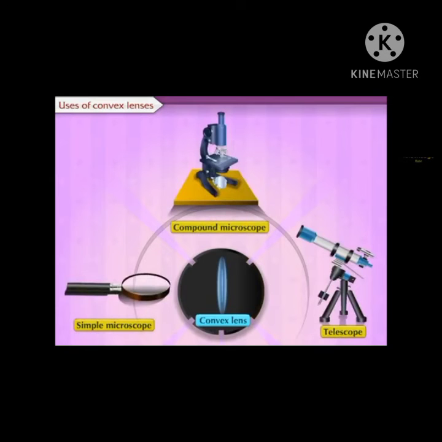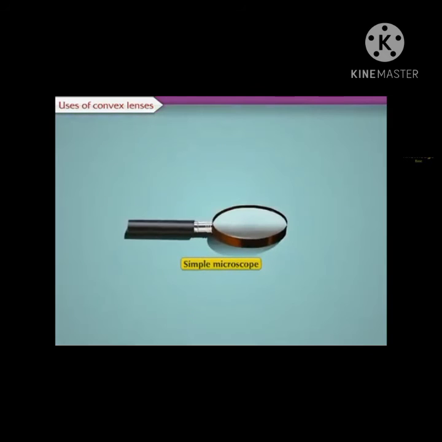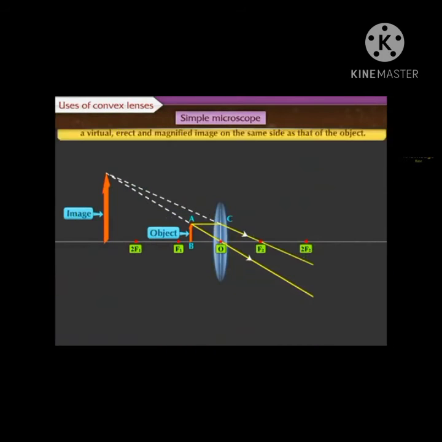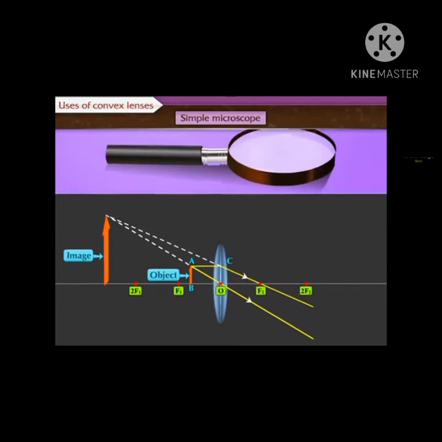Out of these various instruments, we are now going to study the working of a few instruments in detail. Let us start with the simple microscope. We all know that when the object is placed within the focal length of a convex lens, the lens produces a virtual, erect and magnified image on the same side as that of the object. Simple microscope works on this property.